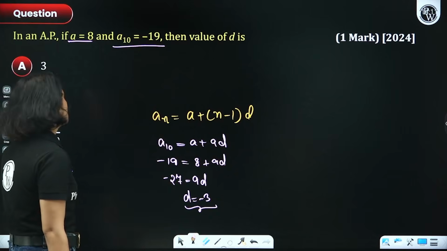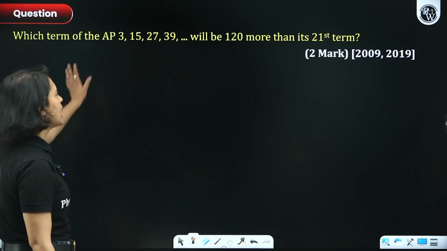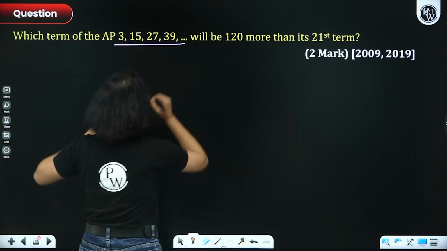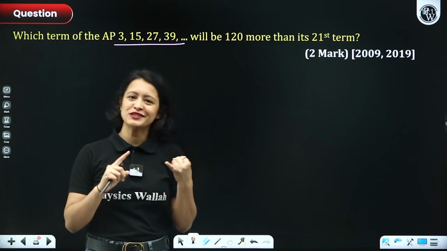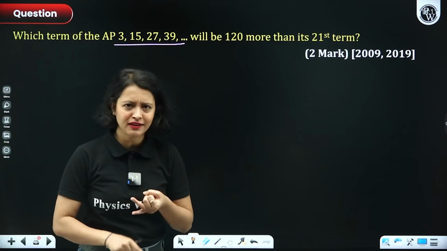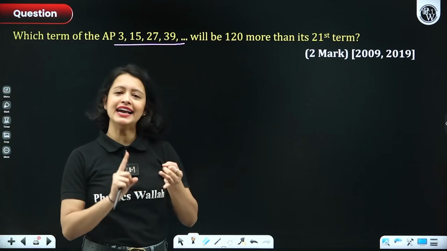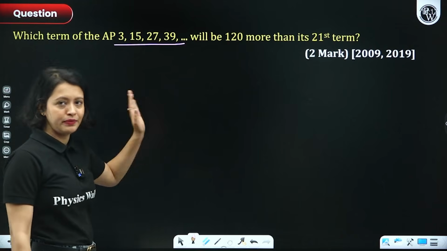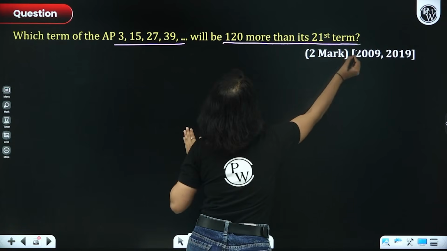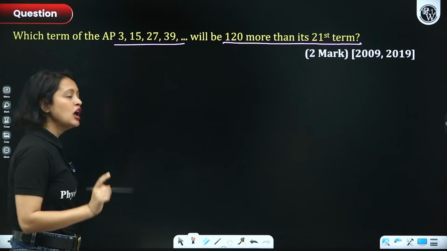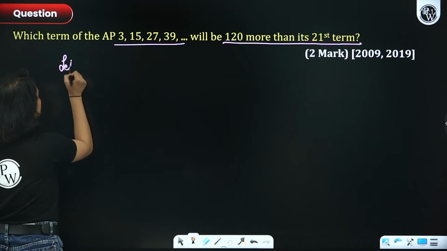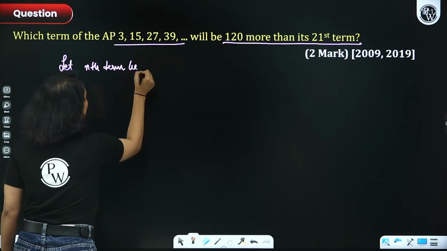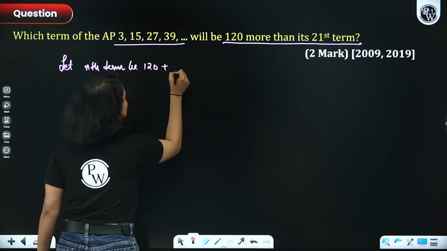That's it. So with that, let's move on and discuss this problem here. What is being asked? Here an AP is given to you. If an AP is given, then you can always figure out A, the first term. You can figure out D by subtracting A2 and A1. So A and D are given to us. Now the question is, which term will be 120 more than the 21st term? So let the nth term be 120 plus the 21st term.